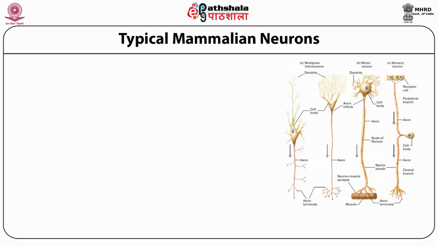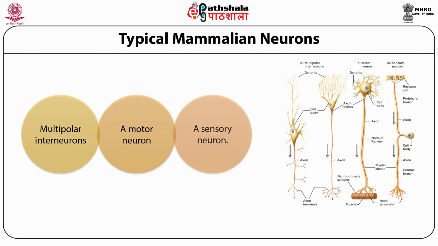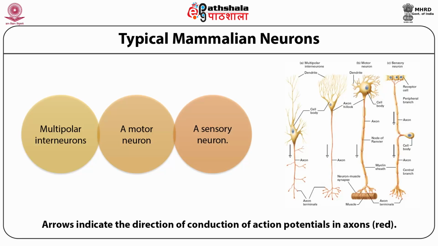This figure is showing typical mammalian neurons. Different types are multipolar interneurons, a motor neuron, and sensory neurons. The arrow indicates the direction of conduction of the action potential in the axons.